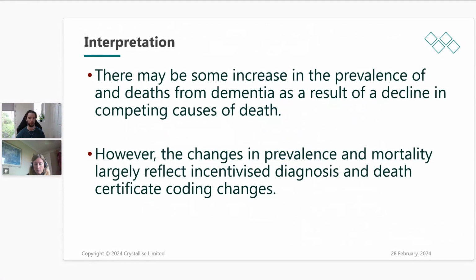So how can we interpret this information for the purposes of our presentation or our research? Well, there may be some increase in the prevalence of and deaths from dementia as a result of the decline in competing causes, and we see this towards the latter part of the data. However, the change in prevalence is largely reflecting the incentivized diagnosis and change in coding. So I think the overall outcome from this information is, yes, there's an increase in the data, but it is not representative necessarily of a change in the risk of dementia itself.